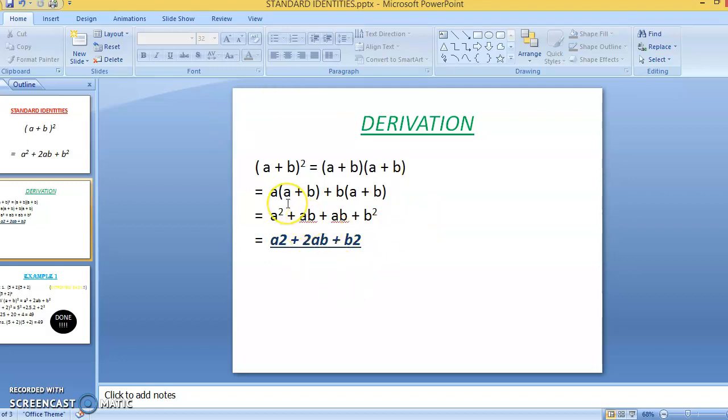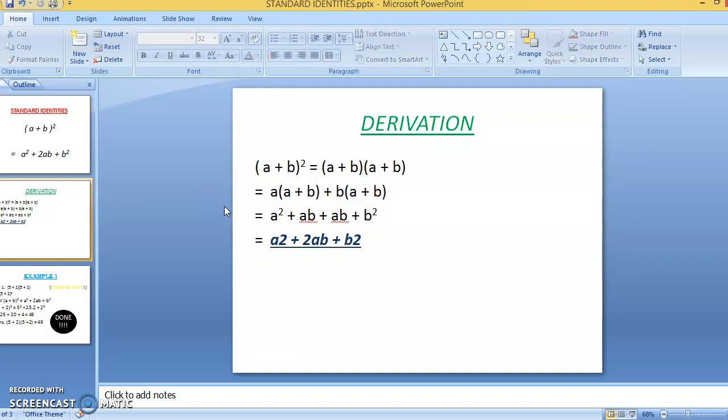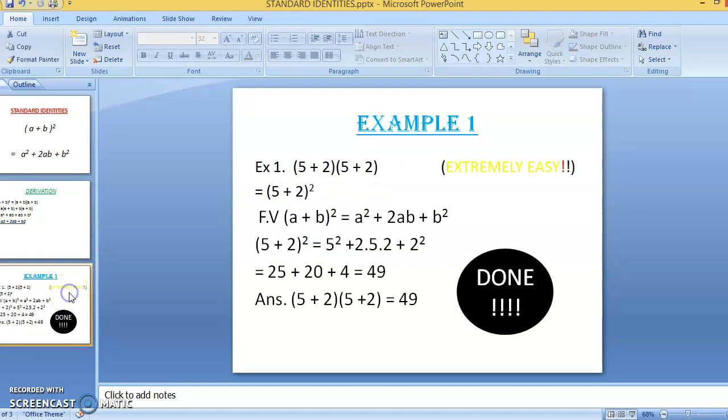So how this has been derived: a(a + b) + b(a + b). Then it simply makes it a² + ab + ab + b². So I've added up the ab and ab because they are like terms, and it becomes 2ab, and we just got our derivation like that. Now I've also created an example which is a very simple one, because I have used extremely simple numbers in that.